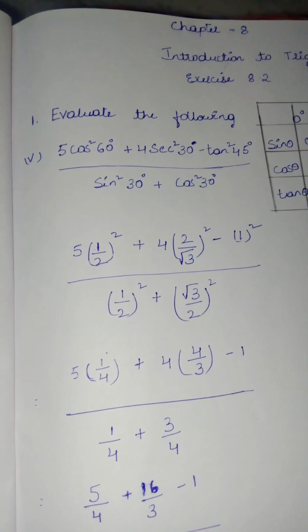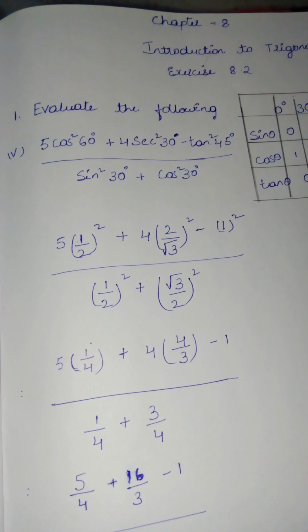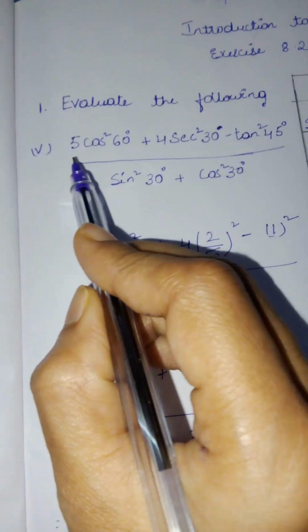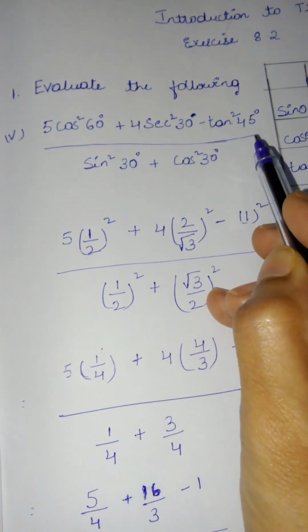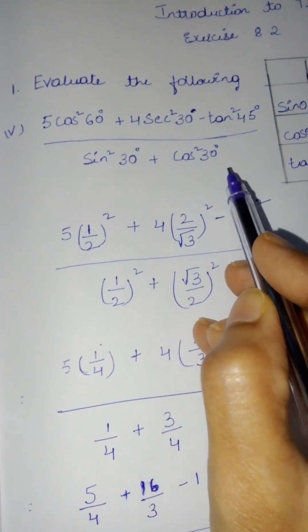Today I am going to explain the fifth part of question number 1 of Exercise 8.2, Introduction to Trigonometry, chapter number 8. Evaluate the following. The fifth part is (5 cos² 60 + 4 sec² 30 − tan² 45) upon (sin² 30 + cos² 30).